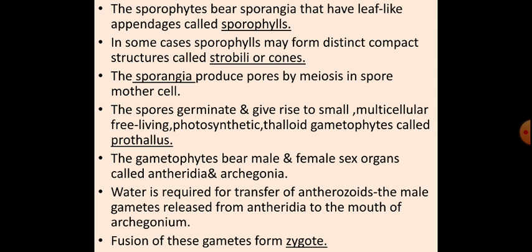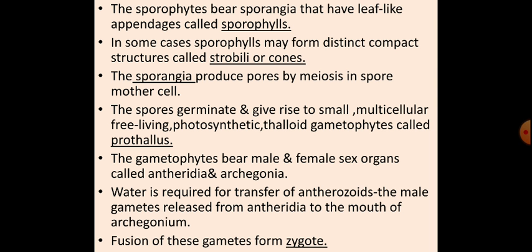Understood? Pteridophyte is a sporophytic plant body, like bryophyte. Bryophyte is a gametophytic plant body, later converted into sporophyte. Similarly, pteridophyte is a sporophytic plant body, later converted into gametophyte. That is alternation of generation. So how will it get converted into gametophyte?